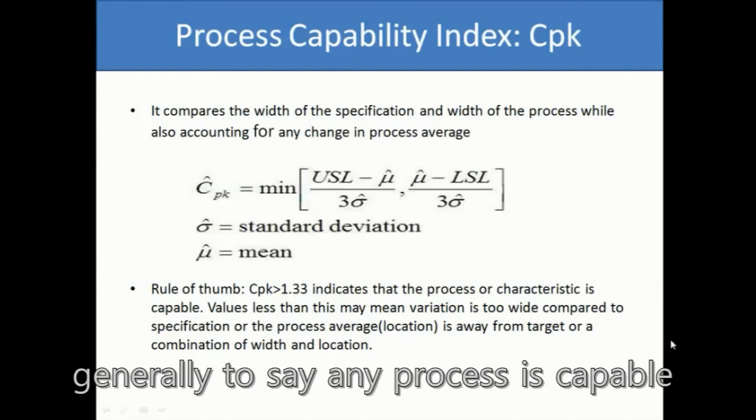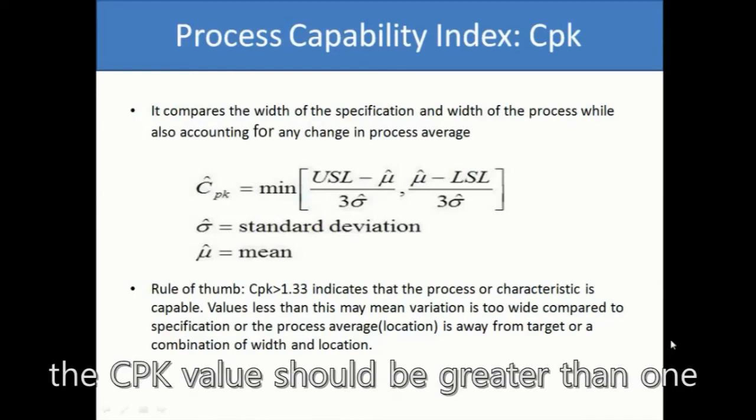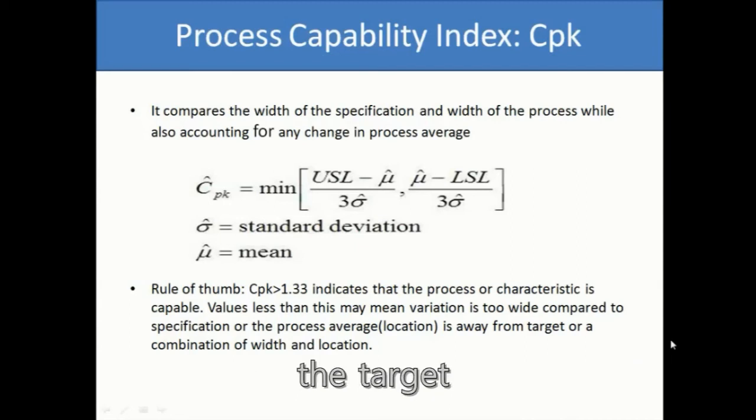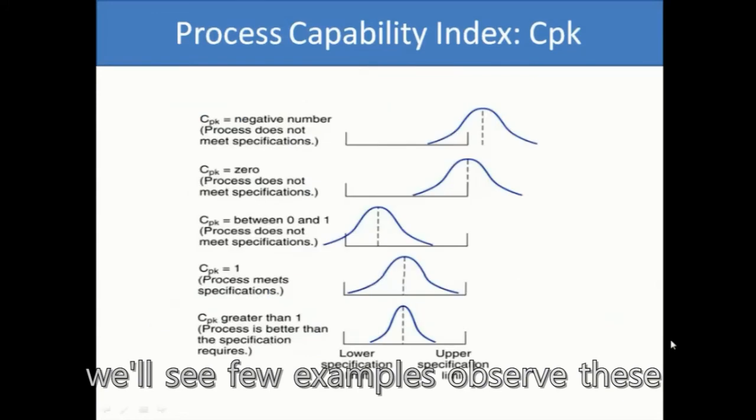So generally, to say any process is capable, the CPK value should be greater than 1.33. Values less than this indicate the process average is away from the target. We'll see a few examples.